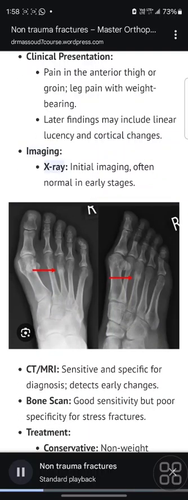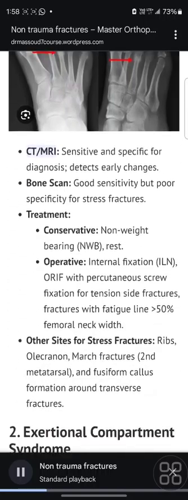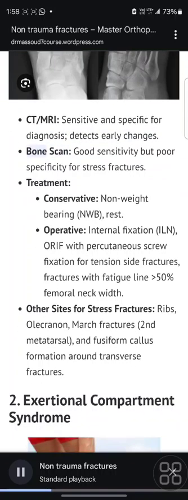Imaging. X-ray: initial imaging, often normal in early stages. CT, MRI: sensitive and specific for diagnosis. Detects early changes. Bone scan: good sensitivity but poor specificity for stress fractures.